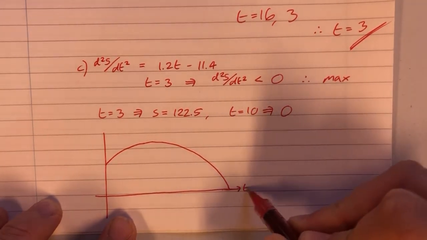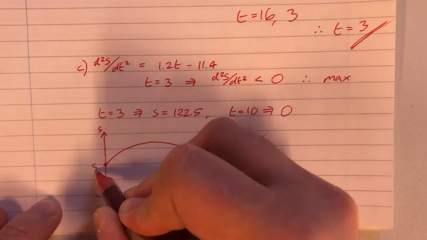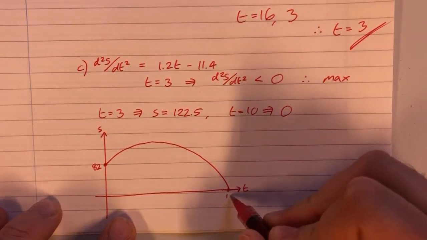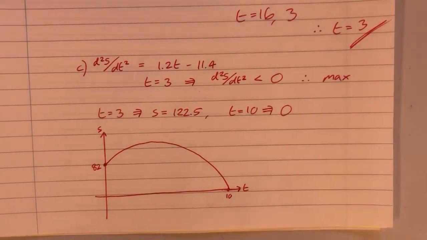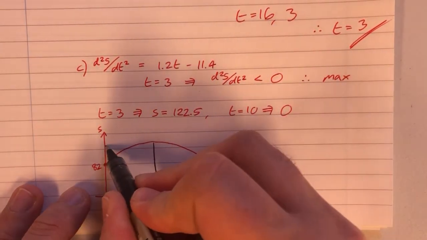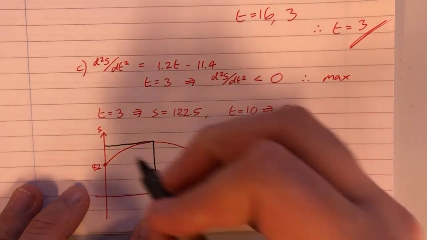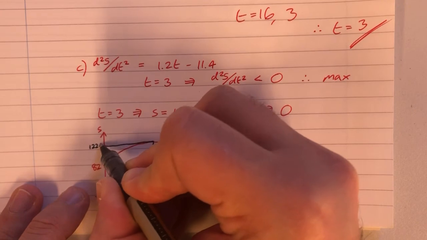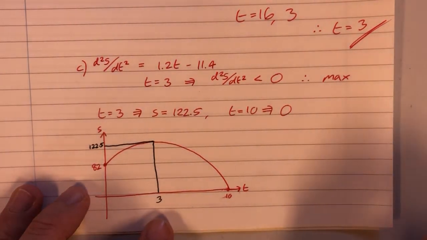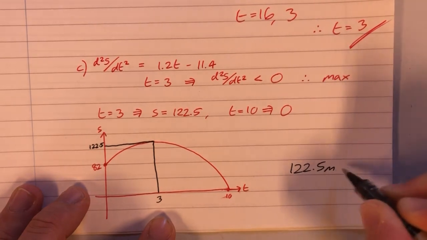Do something like that. There's my t-axis, there's my s-axis, 82 on my s, 10 there on my t, and I can see that this is indeed the maximum point. The furthest it gets from O is 122.5. So my answer then is 122.5 meters, and that occurs when time is 3.